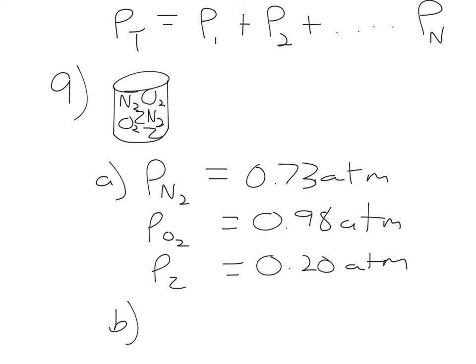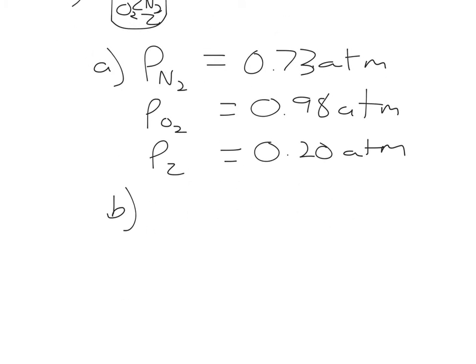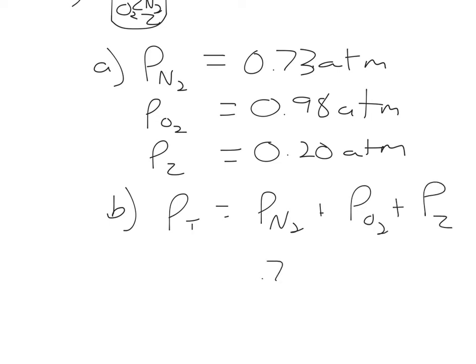Going on to 9B. What is the total pressure? Show your work. Okay, you can show your work, but it's just addition. You're just adding them all up. Or if you want, you could say total pressure equals pressure of nitrogen plus pressure of oxygen plus pressure of Z. So 0.73 plus 0.98 plus 0.20. So if that was 1.71 before, it's going to be 1.91 atmospheres now.